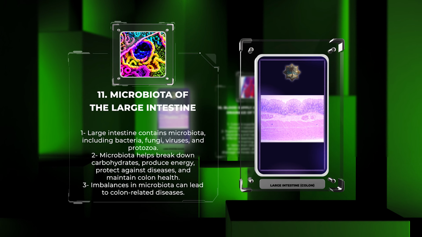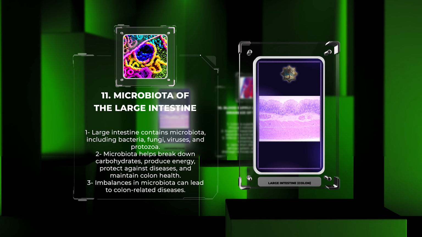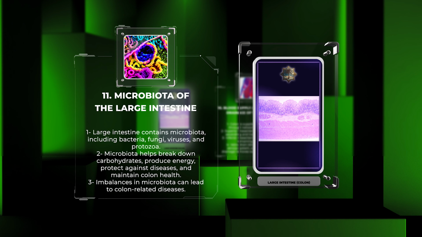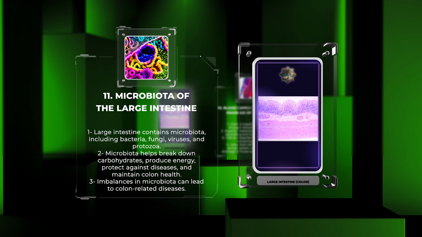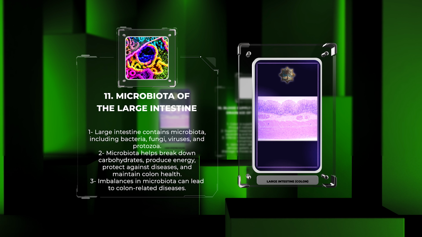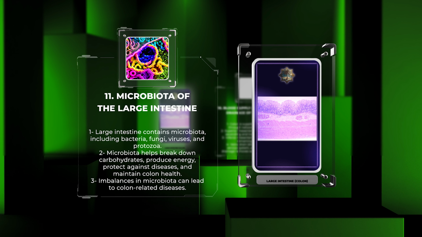In the large intestine, there is a community of microorganisms called the microbiota that helps keep the colon healthy. This community includes bacteria, fungi, viruses, and protozoa. They help break down undigested carbohydrates, produce energy for cells, protect against diseases, and contribute to overall colon health. Imbalances in this community can lead to colon-related diseases.